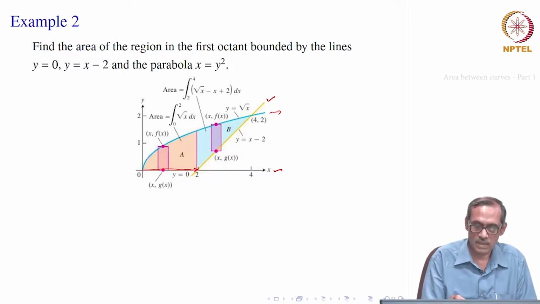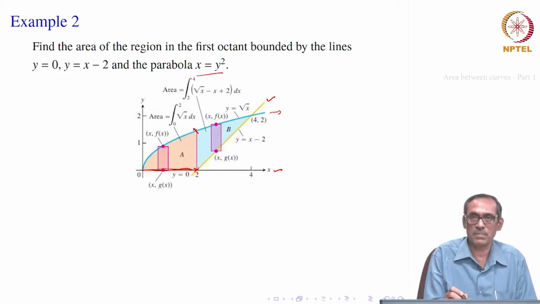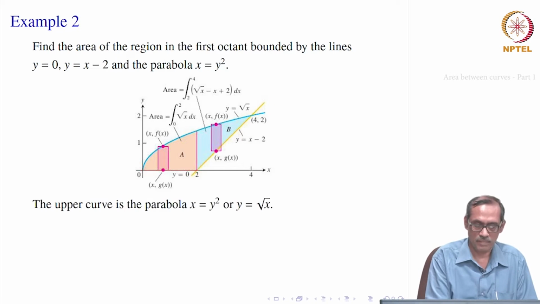So, for the region A, we have the curve y equal to root x, which is your x equal to y square in the first octant. So, y equal to root x on the top and y equal to 0 on the bottom. And for B, we have y equal to root x on the top, and below you have y equal to x minus 2. Those two integrals have to be obtained separately and then added together. That is how we will be getting the area of the region required.